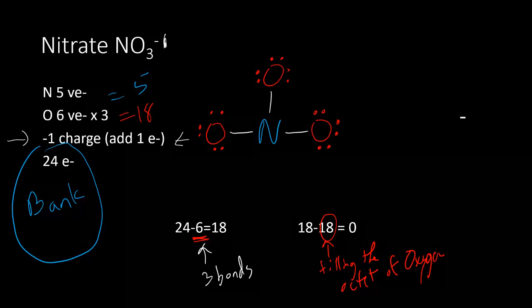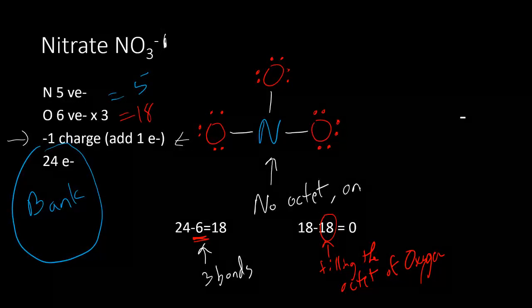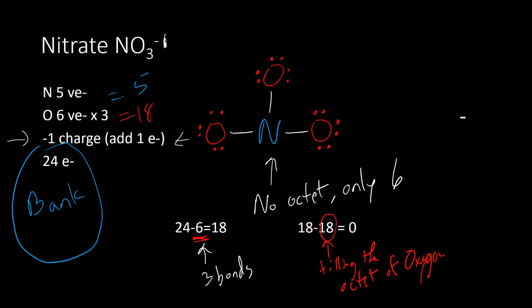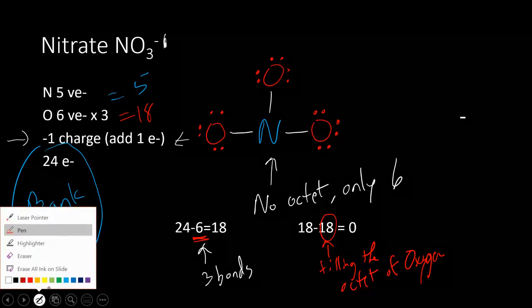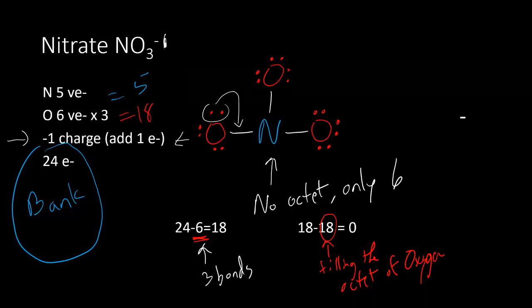So now the issue is nitrogen, you'll notice, does not have a full octet. So nitrogen has no octet, only 6. The 3 bonds give nitrogen 6, so it needs an octet. We can't walk away from this. Nitrogen didn't get its share. So what we need to do then is get any of these oxygens to contribute electrons to nitrogen in a double bond. So we can get any pair of electrons on oxygen.